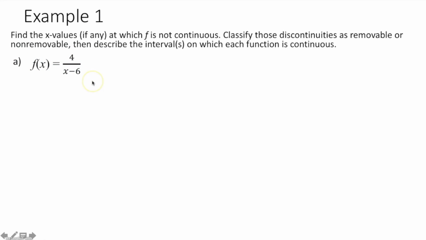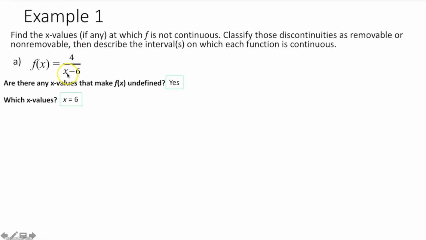To determine this, the first thing we're going to ask ourselves: are there any x values that make f of x undefined? So are there any x values that would cause our function to have a vertical asymptote or a hole? Yes, actually there is. If I were to plug in 6 for x, I would get a vertical asymptote. So which x values would make our function undefined? That would be x is equal to 6. That would create 0 in the denominator, creating a vertical asymptote.